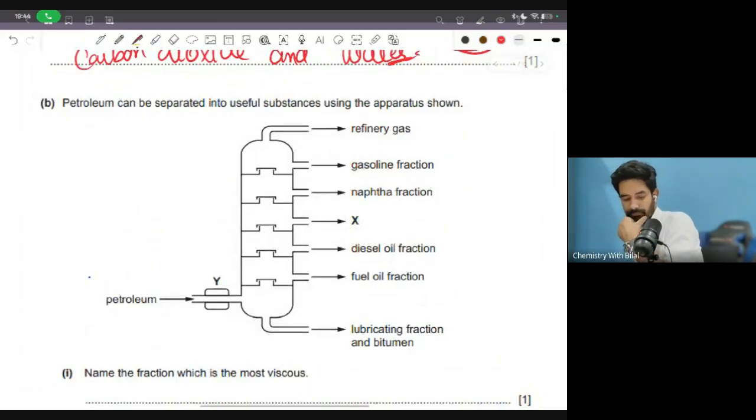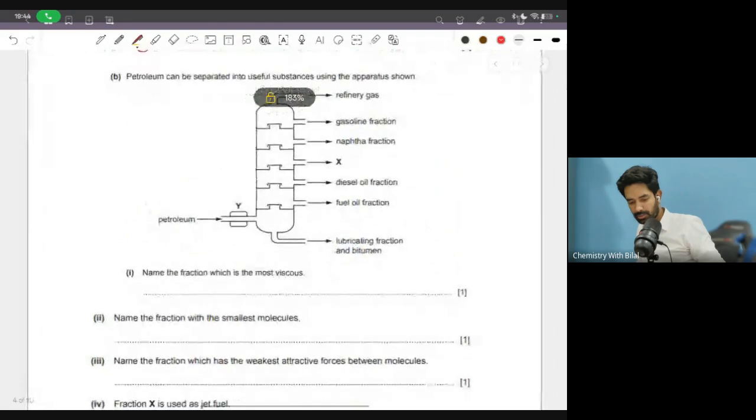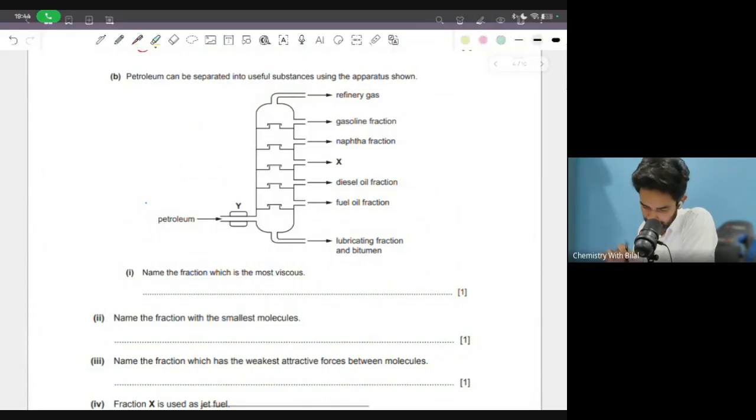Part B. Try करें जरा सब लोग part B for all 4 marks. शाबाश. Read the statement and try to answer this part B. This is from fractional distillation. Will test your understanding and knowledge from fractional distillation. Please check करें इसको सब लोग. एक फ्रैक्शन में से इसका नाम लिखना है आपने. Name the fraction which is most viscous, smallest molecule, weakest attractive forces, and fraction called X.